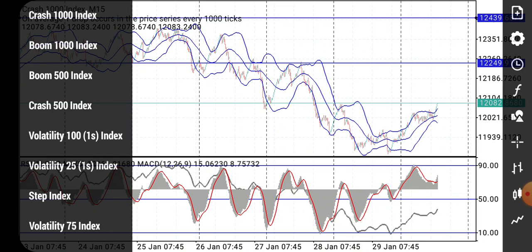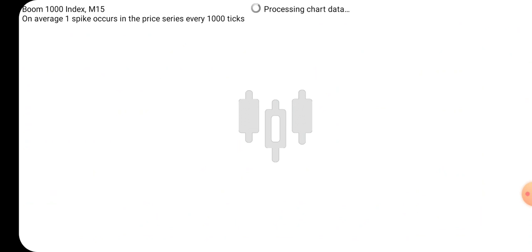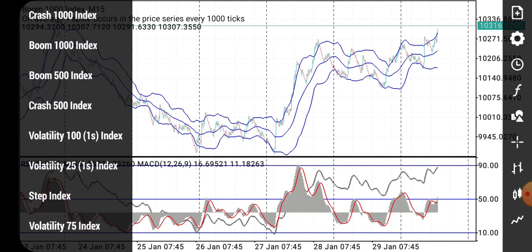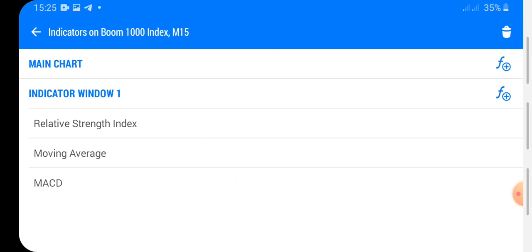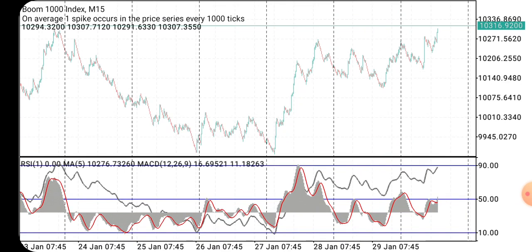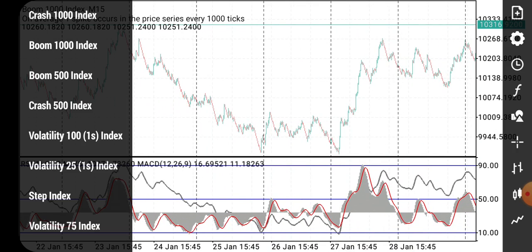So then we are now moving on to Boom. Okay, Boom, very simple, very easy to understand. I will show you how to kill it right here, right now. First of all, remove the Bollinger Bands. Get a clear view of price. Get a clear view of price action.